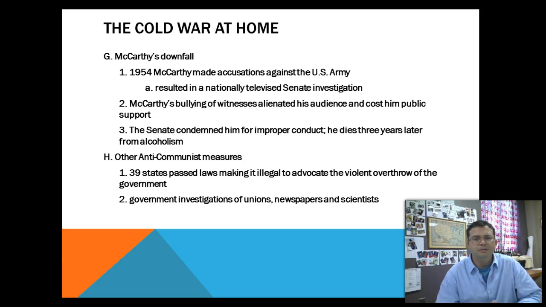So the United States continues on for its push against anti-communism in the United States. 39 states passed laws making it illegal to advocate a violent overthrow of the United States government, and the government continues to investigate unions, newspapers, and scientists for apparent support of the Communist Party.